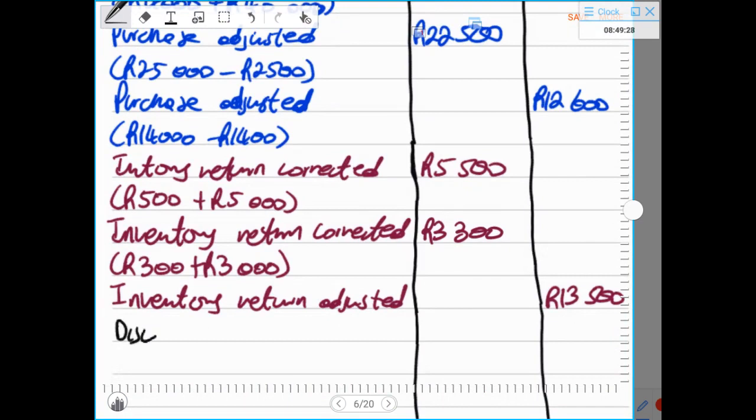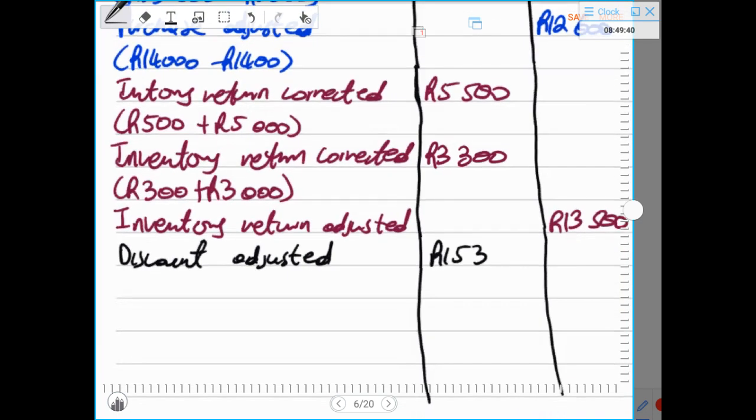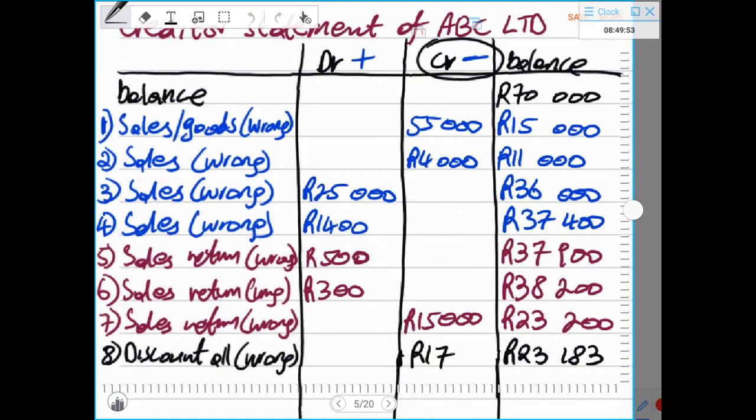Then we have discount adjusted. The balance is overstated. We adjust on the debit side. So now we also have to show some calculations: 170 minus 17. Therefore, we have seen that the balance was overstated and we adjust, meaning we debit.